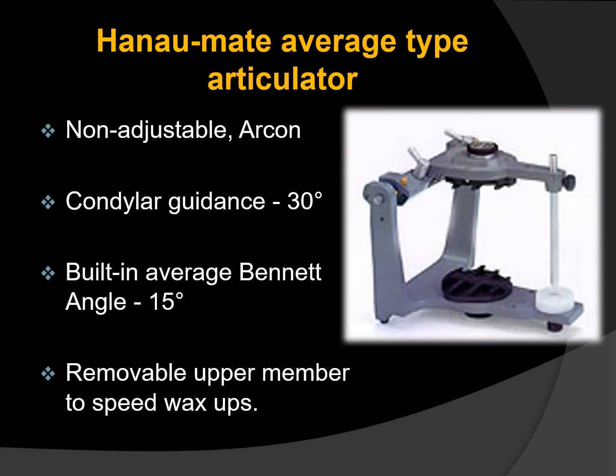Then the Hanau average type articulator was introduced, which was based on fixed average values incorporated into the design. Here the condylar element was at 110 millimeter distance with 30 degree horizontal inclination, a built-in average Bennett angle of 15 degrees, and 10 degree inclination on the incisal guide table. Here the upper member can be detached easily by opening the two locks, and it can also receive various face bows. The casts are mounted using quick release pins instead of mounting plates, and this helps in speeding the wax ups. There is also excellent lingual visibility in Hanau average type articulators.